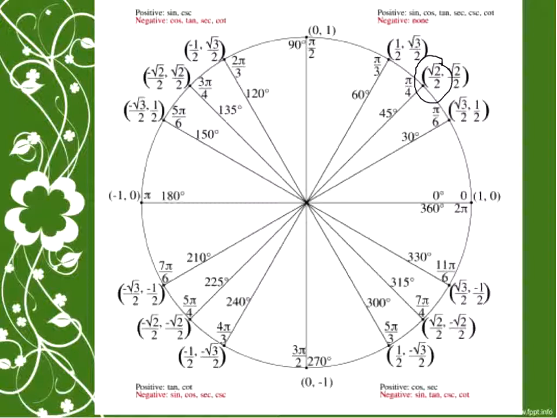Let's keep going around our circle. Here's one: root 2 over 2, root 2 over 2. So I have 4 solutions this time. I have pi over 4, 3 pi over 4, 5 pi over 4, and 7 pi over 4. I only have 4 solutions.